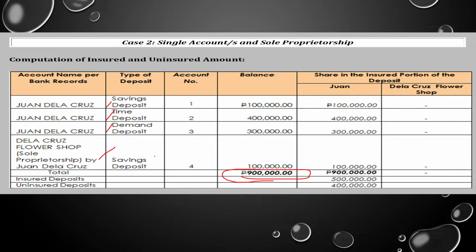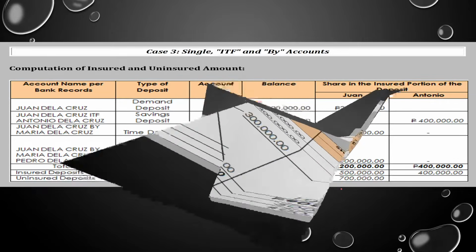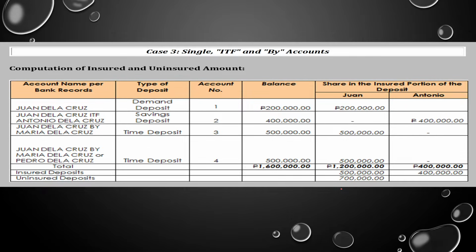So the total amount insured cannot exceed 500,000 pesos. So the insured deposit is 500,000 pesos. So of the total 900,000 amount, the insured is 500k while the uninsured amount is 400,000. So next case, this one. Case 3, single, ITF and buy accounts. Now, question is compute the insured and uninsured amount.